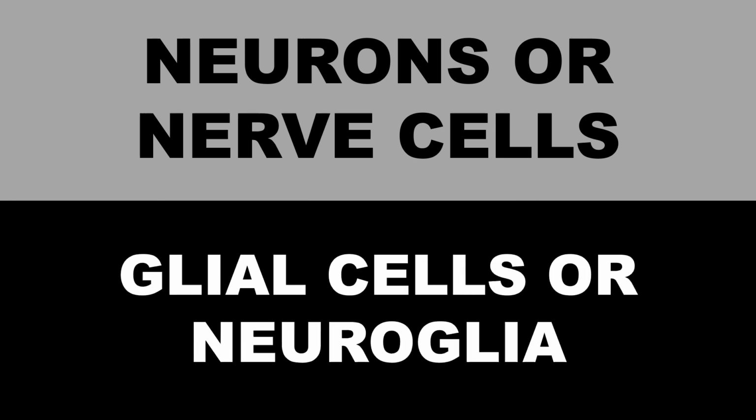So now let's go through the different cells of the nervous system, and there are two types of cells that make up the nervous system, which are, of course, the neurons or the nerve cells, and we also have the glial cells or the neuroglia. Now let's discuss how the two different cells differ and what kind of subcells or even parts do they have.